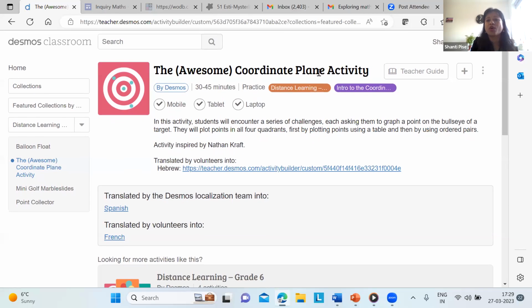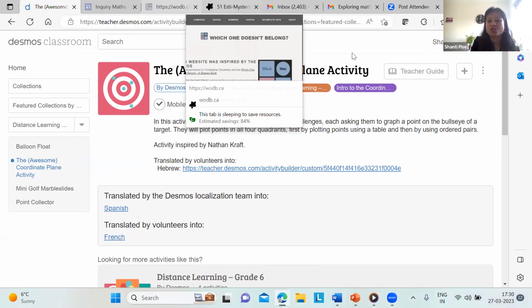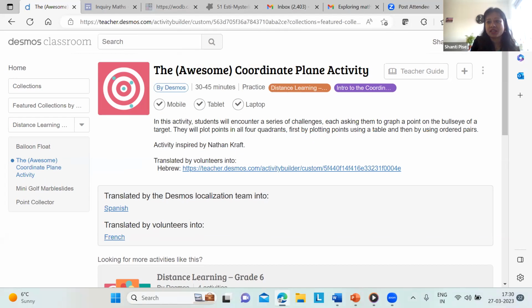This was about the coordinate plane activity. I also do the plane activity. Some of you here have done with me. This is one thing. Then we have ST mystery also. ST mystery भी मैंने कुछ आप लोगों को शेयर किया था, वो भी मैं अभी शेयर करूंगी.